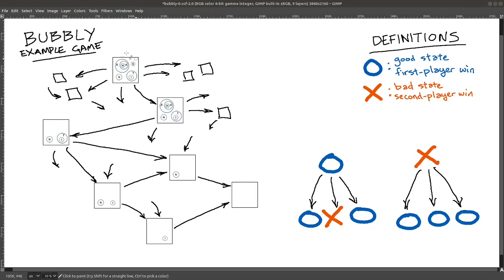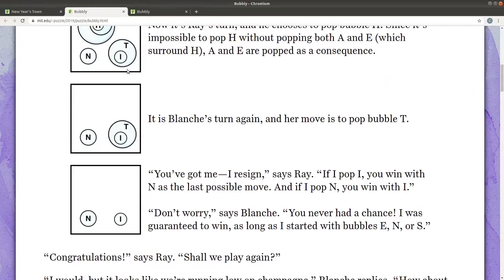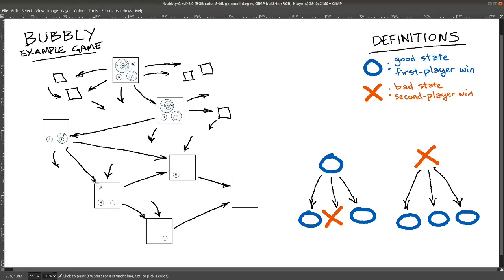All right, so this is the images copied from the puzzle into a graph, and these are the moves that the players made. And there's a lot more that are not represented on here. So we can do the exact same thing by determining whether each of these states is a good state or a bad state.